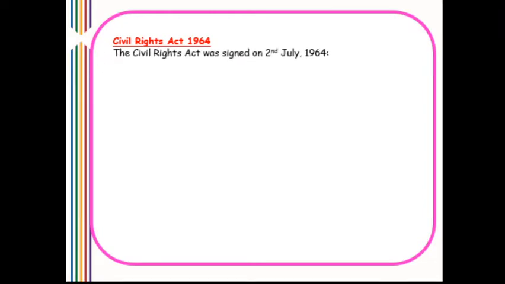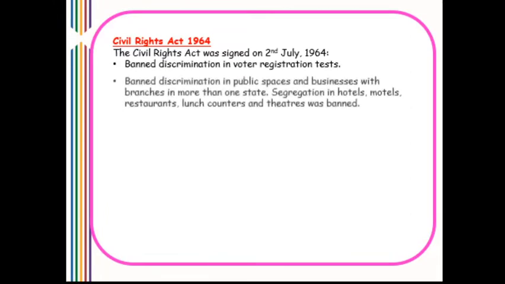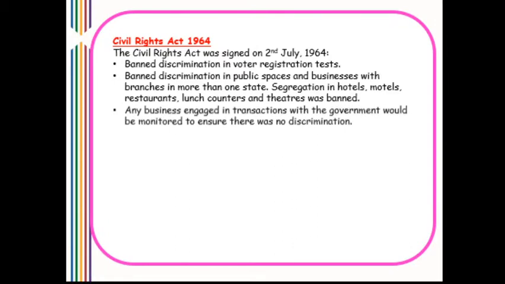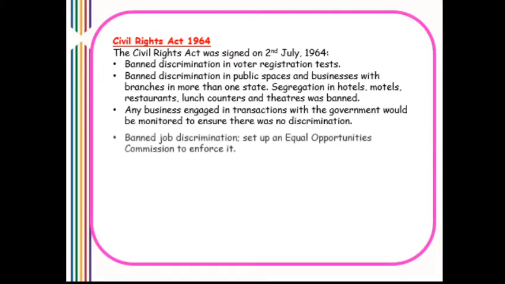So it was signed on the 2nd of July 1964. It banned discrimination in voter registration tests. It banned discrimination in public spaces and businesses with branches in more than one state. So segregation in hotels, motels, restaurants, lunch counters and theatres was also banned. Any business engaged in transactions with the government would be monitored to ensure that there was no discrimination.